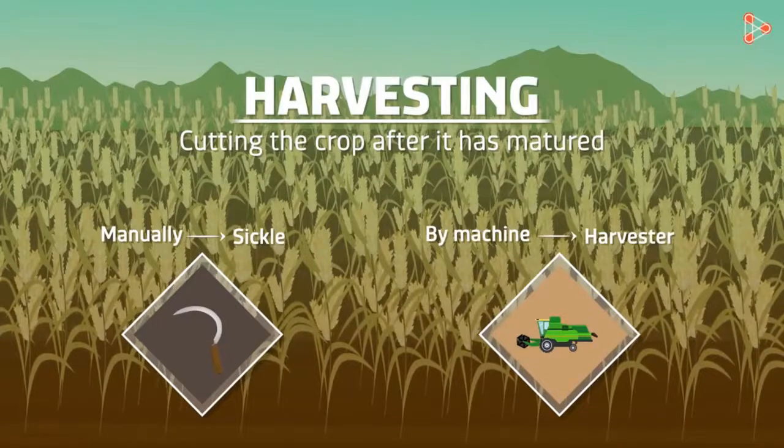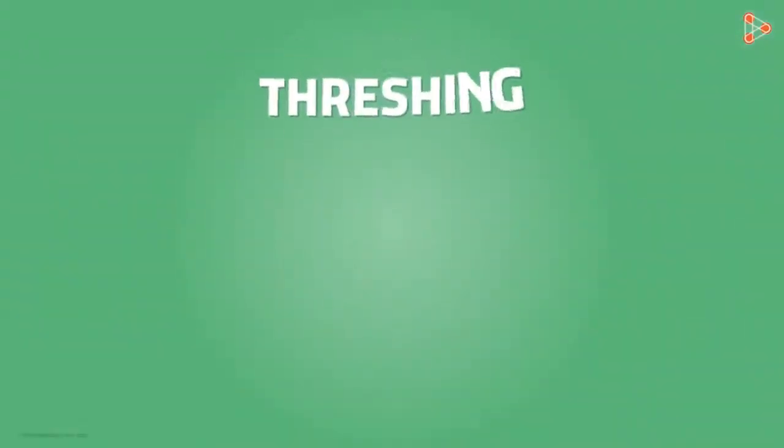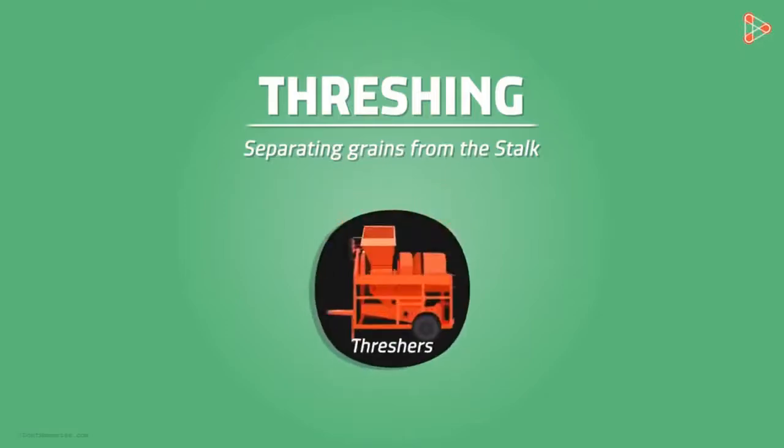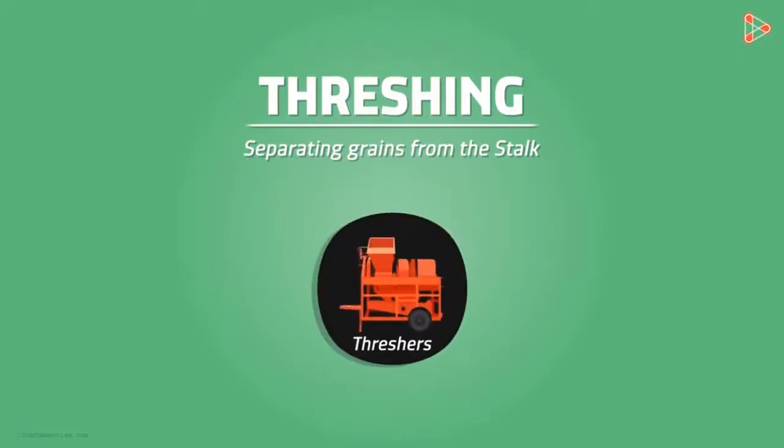Once the crop is harvested, it needs to be threshed. What do I mean by threshed? The grains need to be separated from the stalks. Threshing is the next step after harvesting and is carried out manually. However, even machines called threshers are employed for this nowadays.